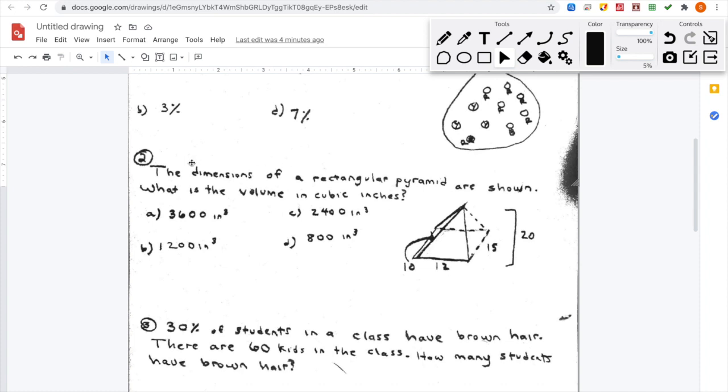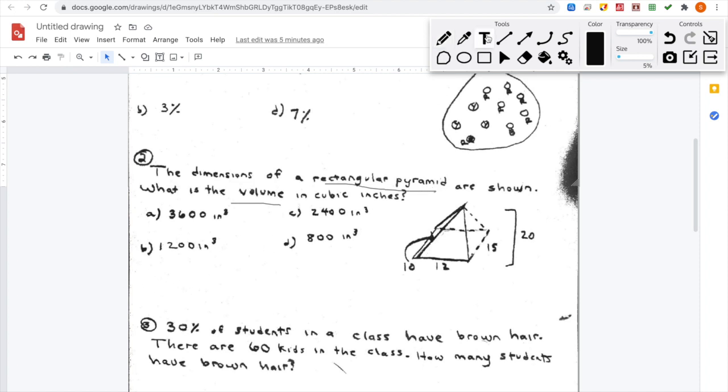Number 2, the dimensions of a rectangular pyramid are shown. What is the volume in cubic inches? There's two things, and I keep saying this, there's two things we need to do on every volume problem, every time we see volume. Those two things are, we need to write whether it's a pyramid or a prism, and then we need to write what shape is the base. So what do we have here? A pyramid or a prism? Well, it tells us we have a pyramid.